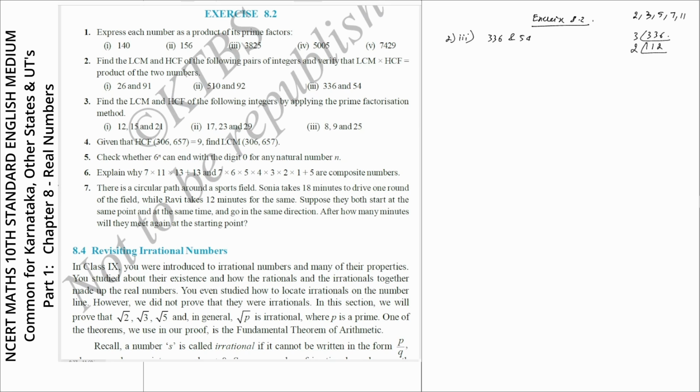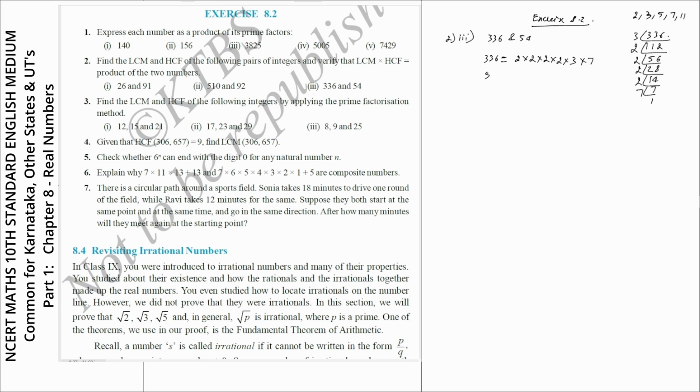Now this is divisible by 2. 2 5s are 10, 2 6s are 12. Then 2 2s are 4, 2 2s are 4, 2 8s are 16. Then 2 1s are 2, 2 4s are 8. Then 2 7s are 14, 7 1s are 7. So 336 I can write as 2 into 2 into 2 into 2. How many 2s? 1, 2, 3, 4. 4 2s are there and 1 3 is there and 1 7 is there.